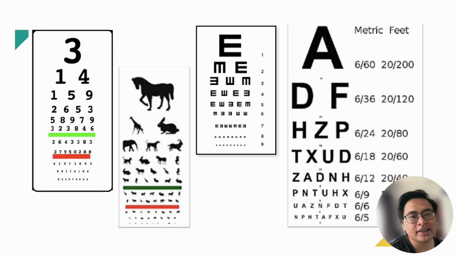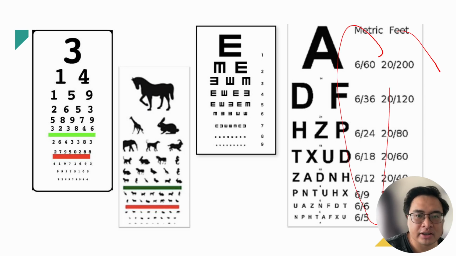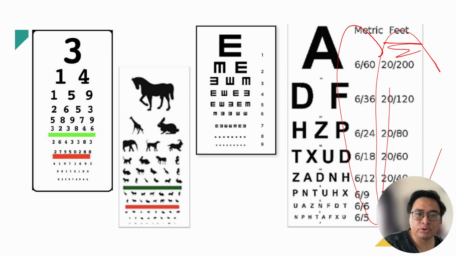Okay? So in the Snellen chart, it may be expressed in terms of metric or feet. So the one that we use in the Philippines is mostly feet. But of course, you're going to encounter in some clinics the metric system. You're most familiar with the letters, right? But it could also be a tumbling E.